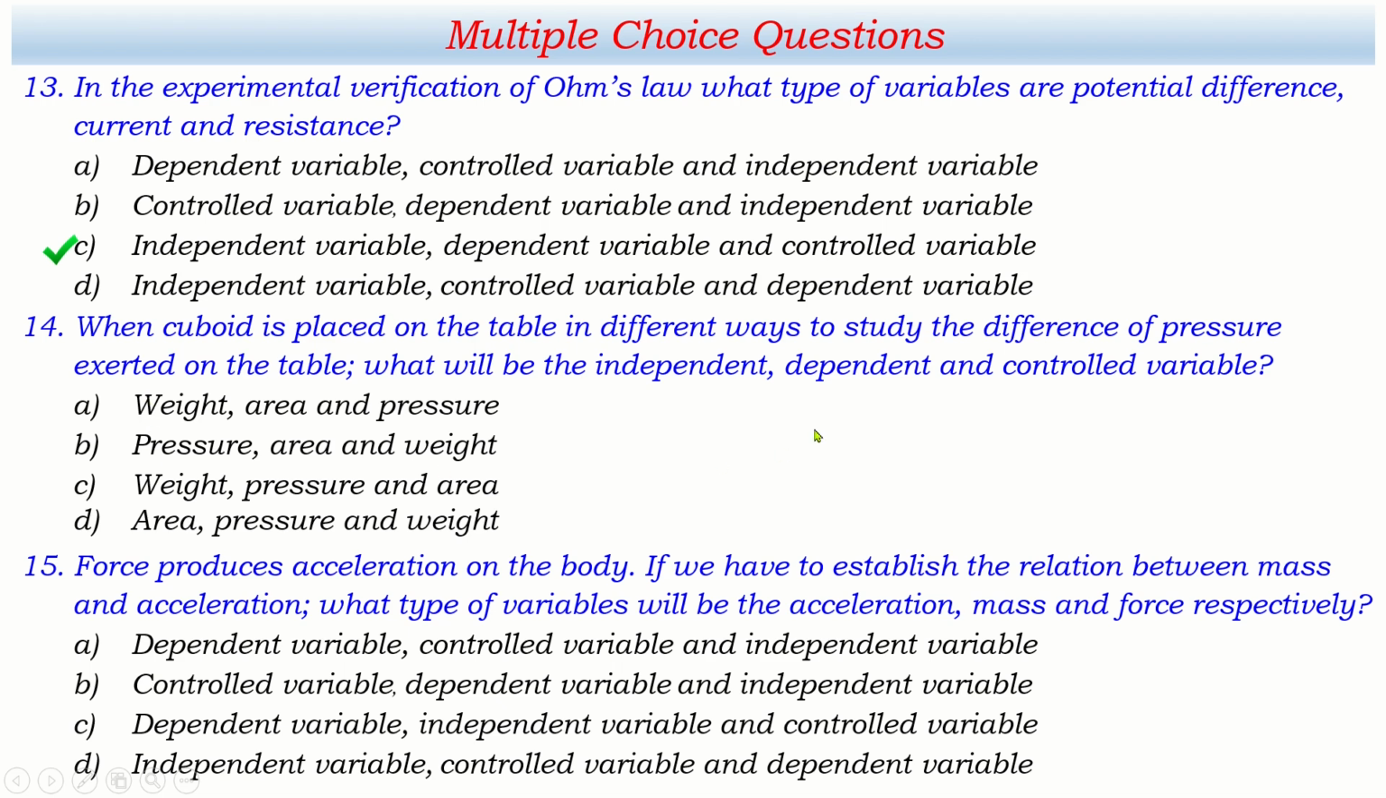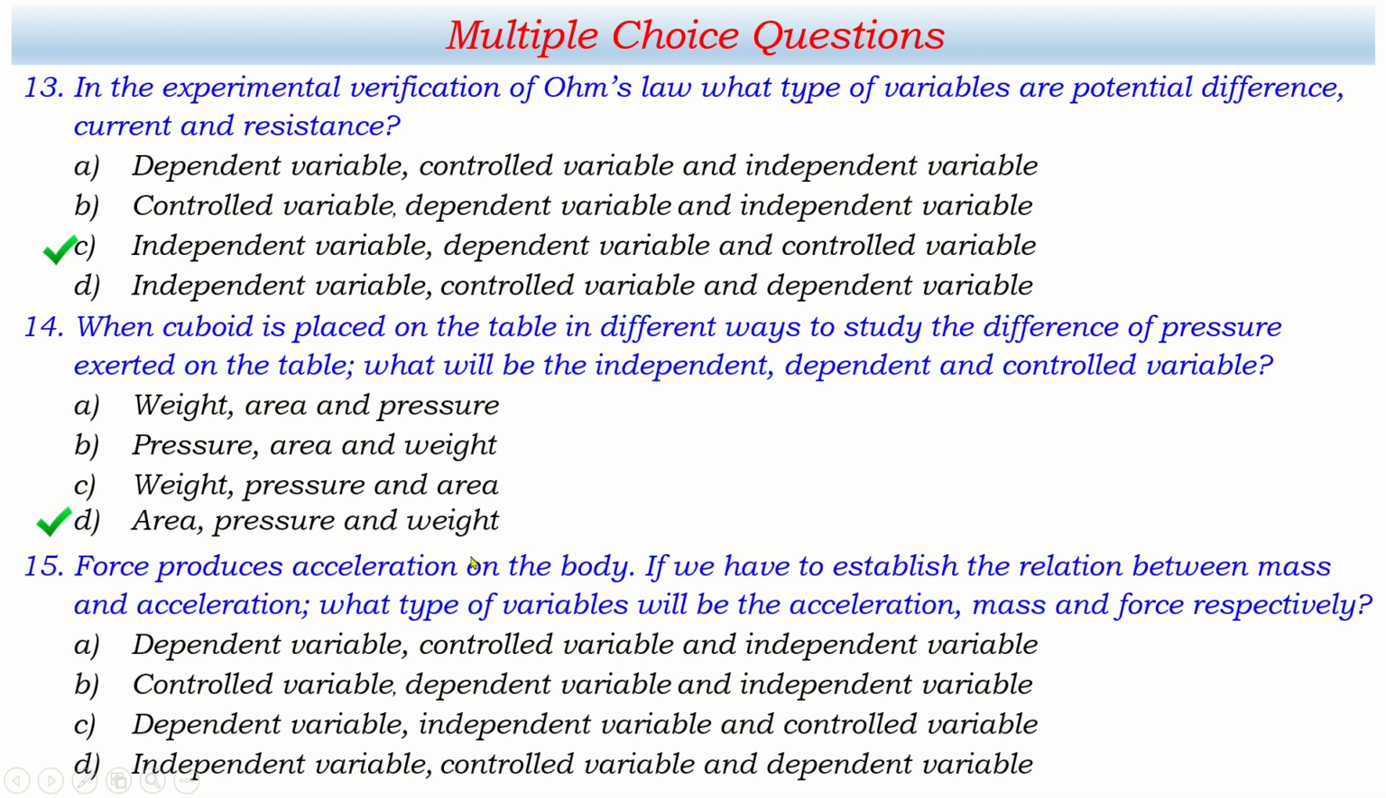Where is it? Here it is. And the dependent variable: because of this change of area, the pressure exerted on the table is being studied. That's why pressure is the dependent variable. So we have to look for pressure here. Look at this, option number D seems to be correct. Area is independent and pressure dependent, and throughout the experiment the weight of that cuboid remains the same. That's why option D is correct.